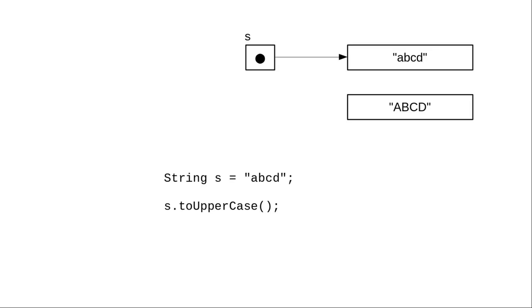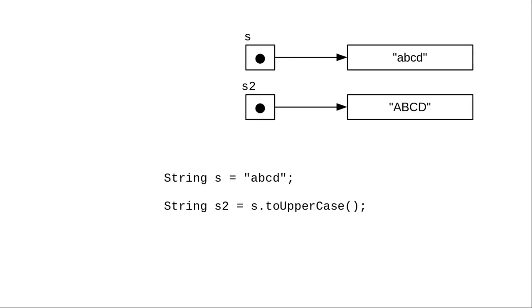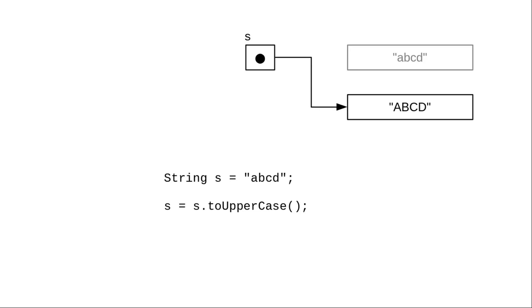As the book notes, strings in Java are immutable. When you do something like this, initializing a string s to abcd, and then calling the toUpperCase method on s, that doesn't change s. Instead, it returns a new string. That's why we have to assign it to a new string variable, or reassign the original string variable to the newly created string. Sometimes you will want to be able to change the contents of a string.